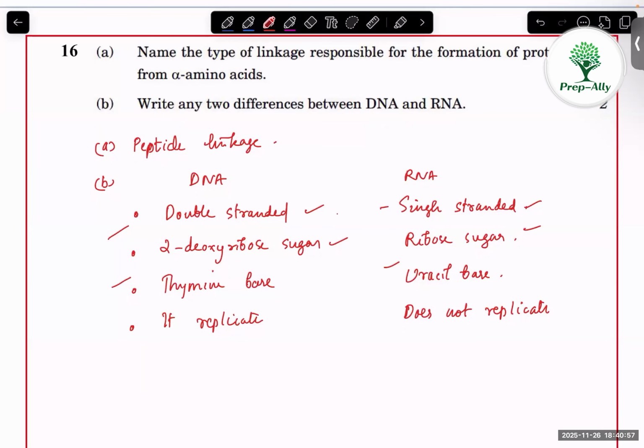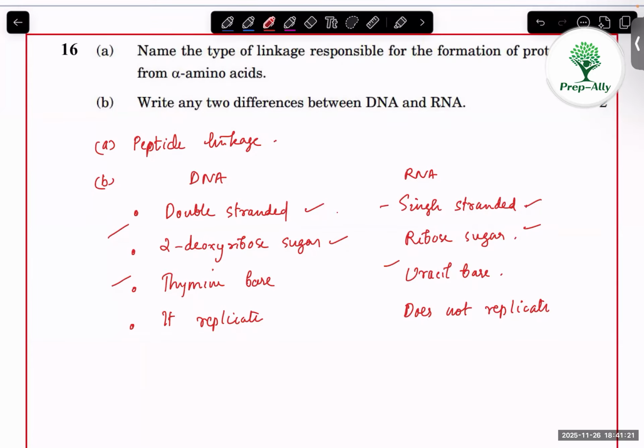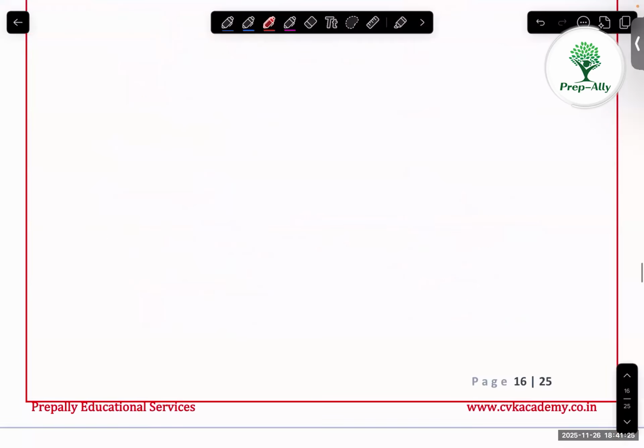Whenever any question comes, any two differences, any one difference, or write the difference between, you only need to write the one difference. Write two differences means write two differences. One thing students actually mistake is they write a lot of things simply because they know that. No need to do that. Your goal is to maximize the time you are having. You need to try to attend all the questions, not leaving one or two questions. So when the question asks for writing two differences, write two differences. So I hope that is clear.